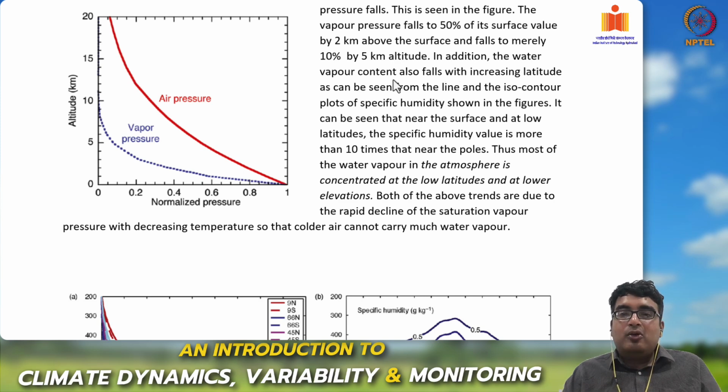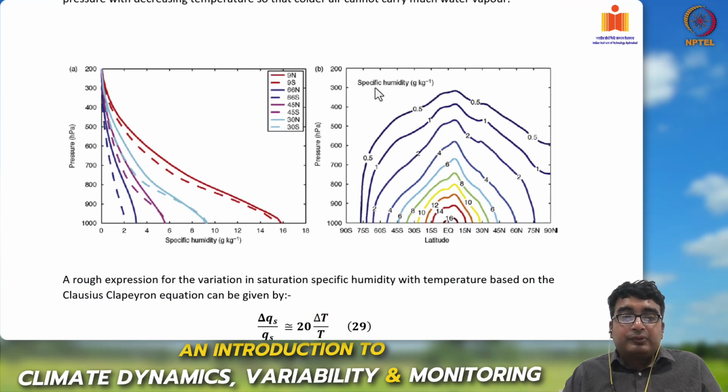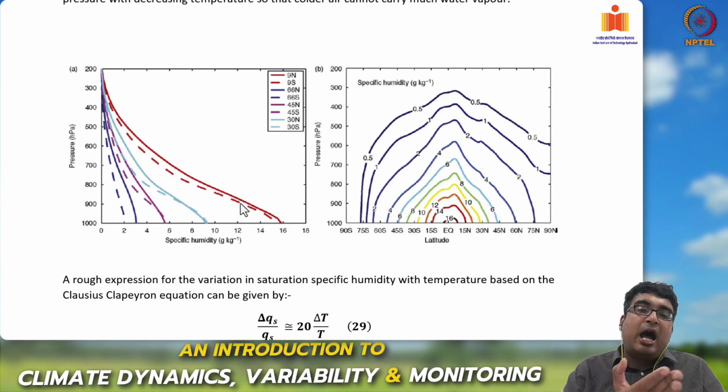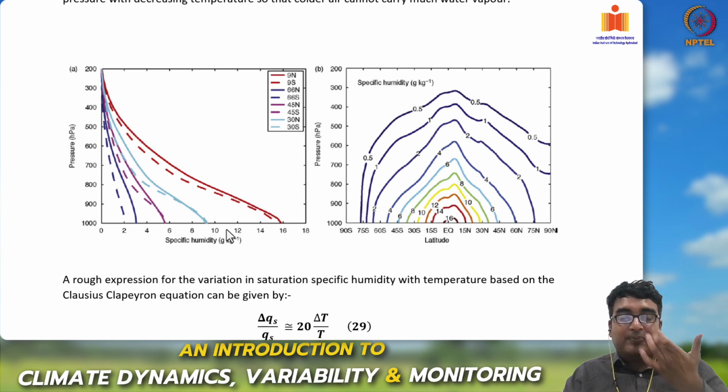In addition, the water content also falls with increasing latitude. So this is one part. The second part is, if you change the latitude, then also the water content, the specific humidity or the humidity ratio, falls very significantly, because at high latitudes the temperature is falling very quickly. So at the equator, if the mean temperature is around 25 degrees centigrade, near the poles the mean temperature is minus 10, minus 20 degrees centigrade. So as you move up to higher and higher latitudes, you are getting lesser and lesser specific humidity, which is also a function of the vapor pressure, correct?